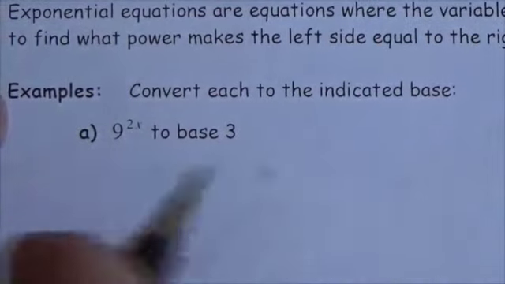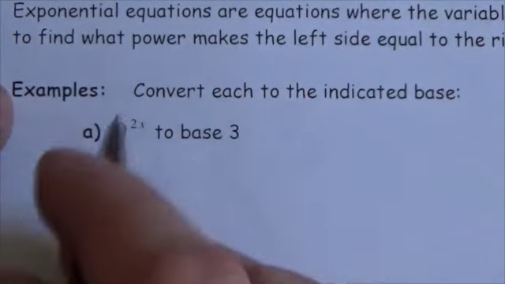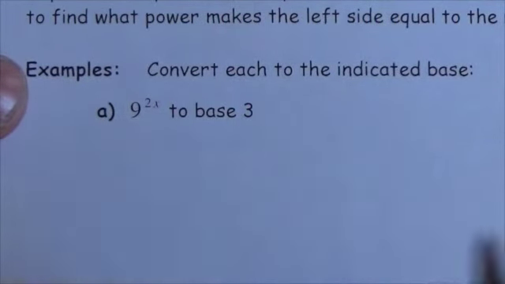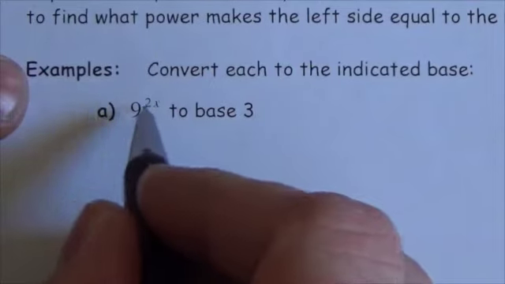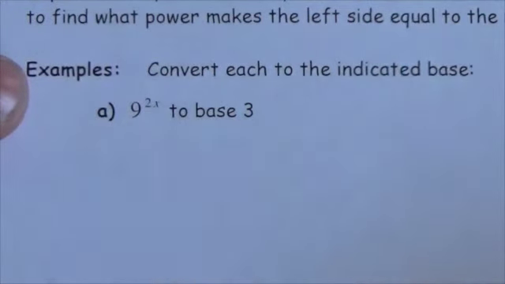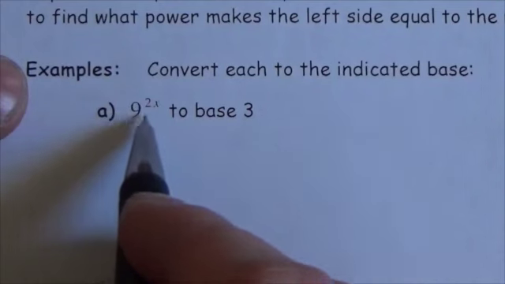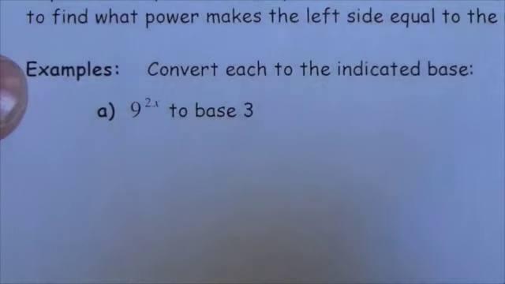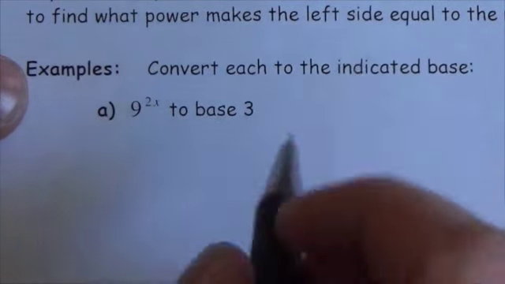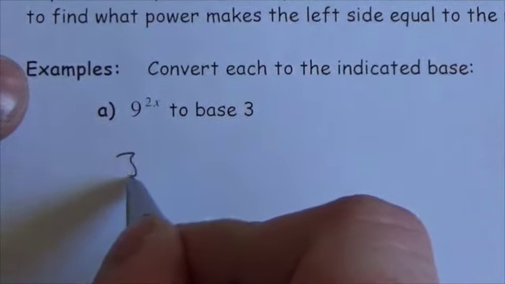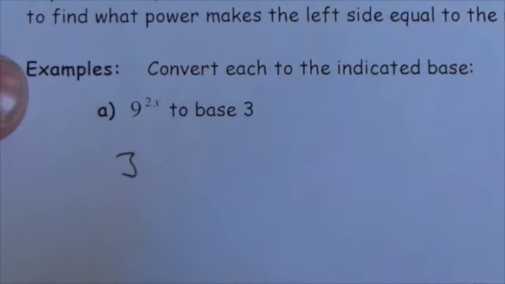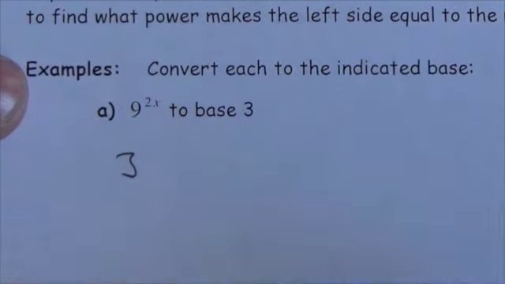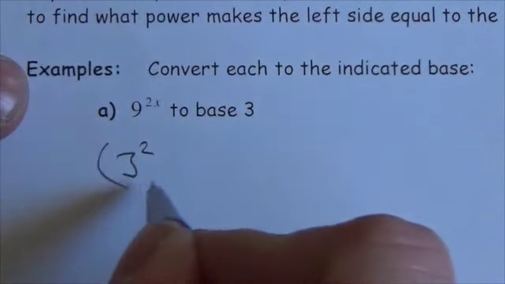Now to do that, let's practice. We're going to take a quick look at some expressions and practice converting them to a given base. For example, 9 to the 2x is our power. What we want to do is alter the base, and then fix the exponent to correspond to our new base. We want to make this base 3. Now the thing is, the base is 9, so I need to find some way of writing 9 as a power of 3. And it turns out that's just 3 squared.